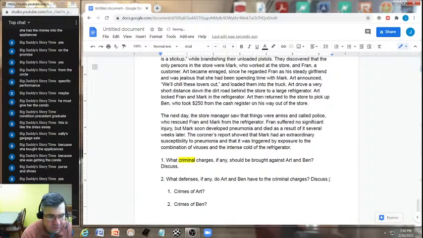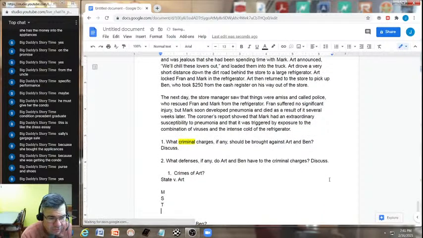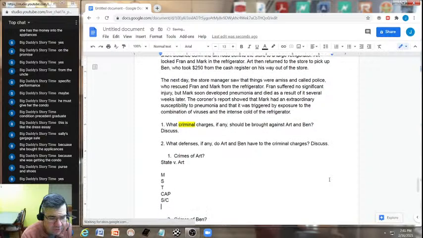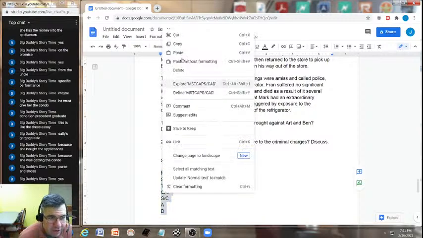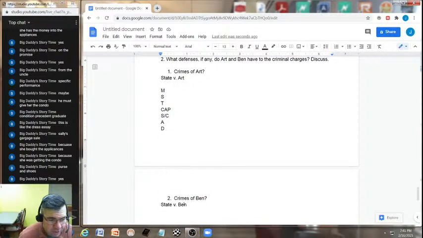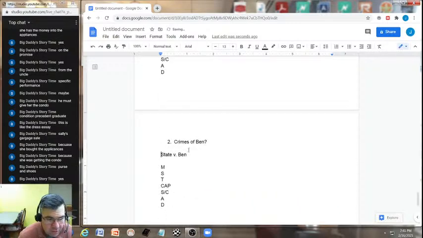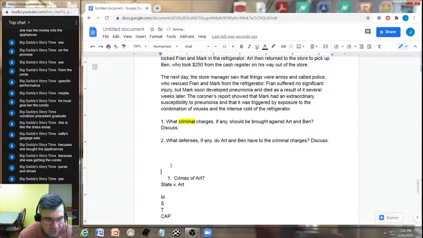And we're going to throw in State v. Art and State v. Ben. And remember too that now that we know our area of law, throw down our shopping list here. Murder structure, theft, crimes against the person, solicitation, conspiracy, attempt, and defenses. Copy and paste that under Ben. Okay, now bring this to the next page so we can start filling this out.